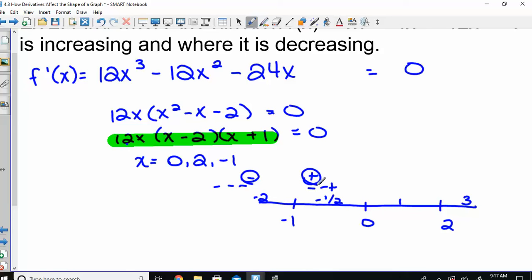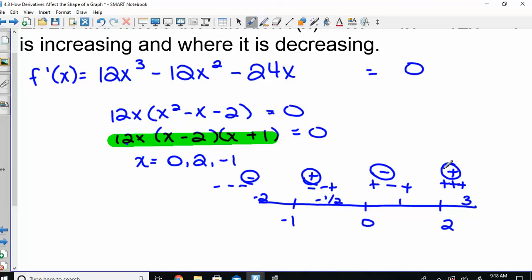Put in a 1. 12 times 1 is positive. 1 minus 2, negative. 1 plus 1, positive, so this section is negative. And 3, 12 times 3 is positive. 3 minus 2 is positive. 3 plus 1 is positive, so this section is positive. Do you guys all understand where I'm getting my positive or negative piece?